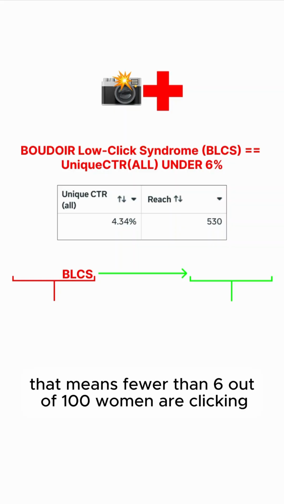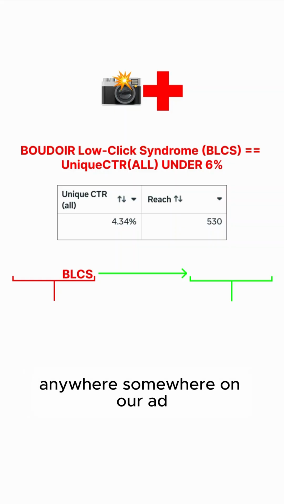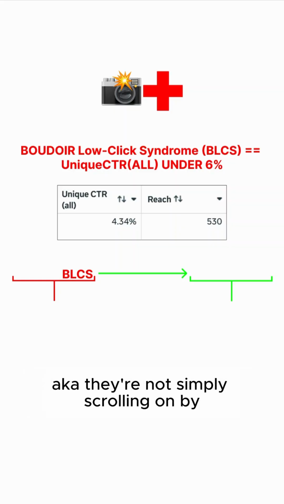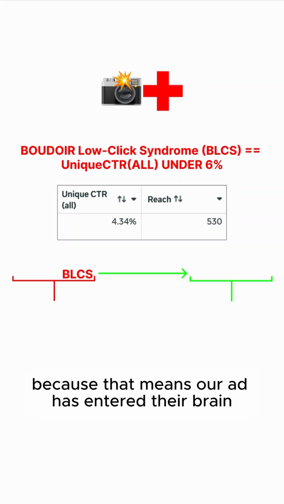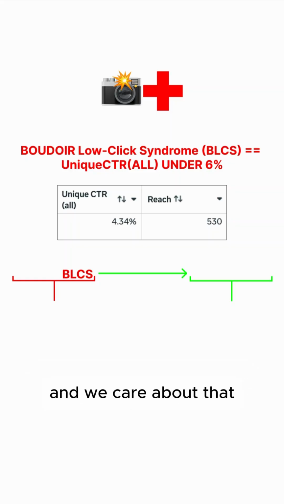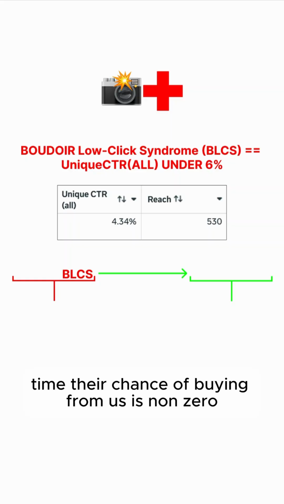That means fewer than 6 out of 100 women are clicking anywhere, somewhere on our ad, aka they're not simply scrolling on by. And we care about women clicking somewhere on our ad because that means our ad has entered their brain. And we care about that because when our ad enters their brain, that is the only time their chance of buying from us is non-zero.